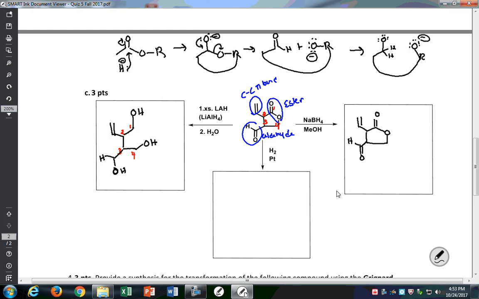Lastly, H2 and platinum will reduce all pi bonds. So it's going to reduce the carbon-carbon pi bond, the aldehyde, and the ester. So the only difference between the lithium aluminum hydride product and the H2 and platinum product is going to be that pi bond is gone.